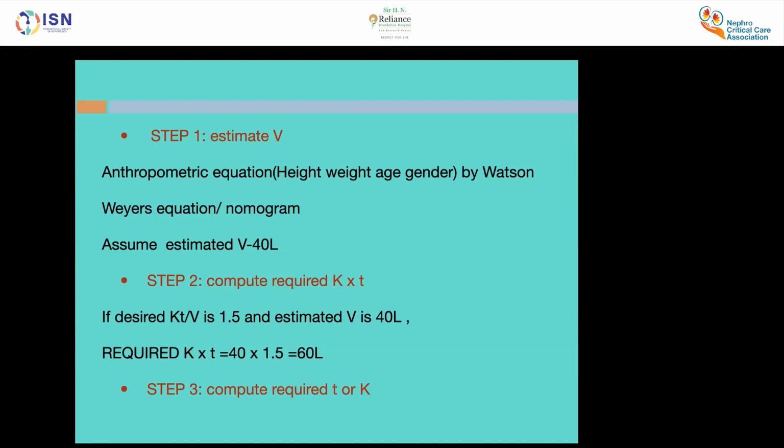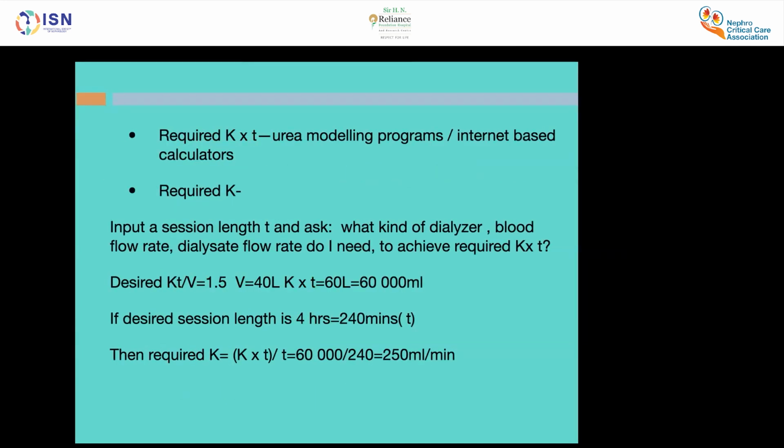the required Kt we can calculate as 60 liters. Step 3 is to compute the required T or K, that is, the session time of the dialysis or dialysis clearance. The required Kt can be calculated with urea modeling programs or internet based calculators. To calculate the required K, that is dialysis clearance, we can input a session length T and ask what dialyzer blood flow rate or dialysate flow rate I need to achieve the Kt.